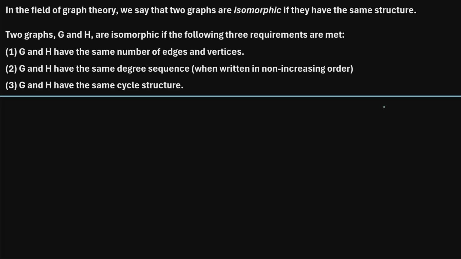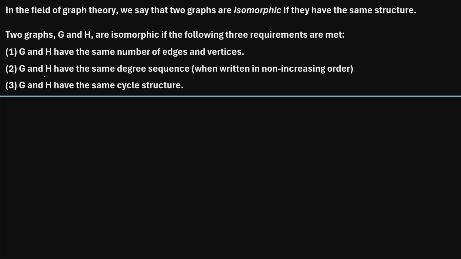In the field of graph theory, we say that two graphs are isomorphic if they have the same structure. So two graphs, let's call them G and H, are isomorphic if the following three requirements are met. The first requirement is that G and H have the same number of edges and vertices.